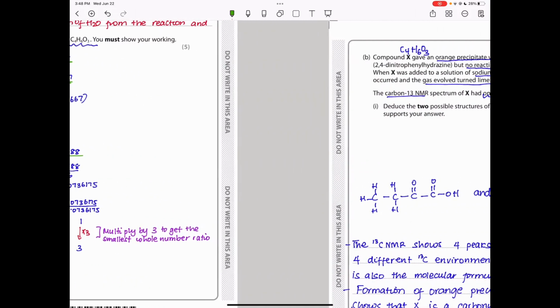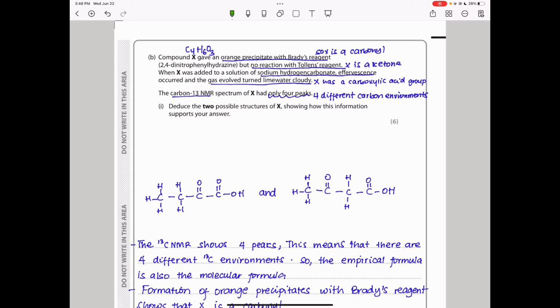Let's go to the next part. Part B says, compound X gave an orange precipitate with Brady's reagent. This confirms the presence of a carbonyl, because an orange precipitate with Brady's reagent shows it's a carbonyl. And then they say, but no reaction with Tollens' reagent. Any carbonyl that gives a positive test with Brady's reagent but does not react with Tollens' means it's not an aldehyde, and therefore X is a ketone.